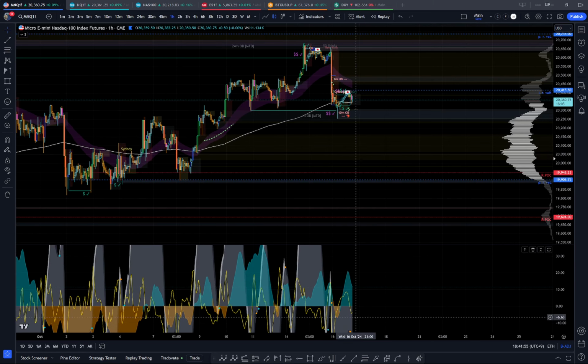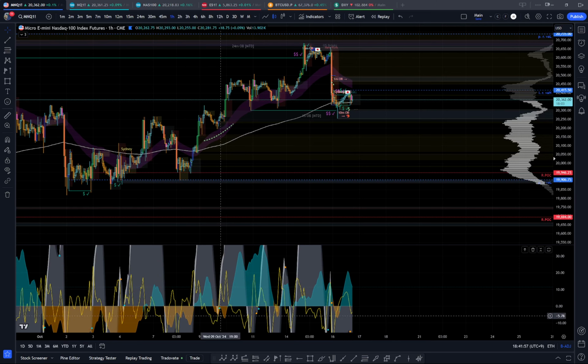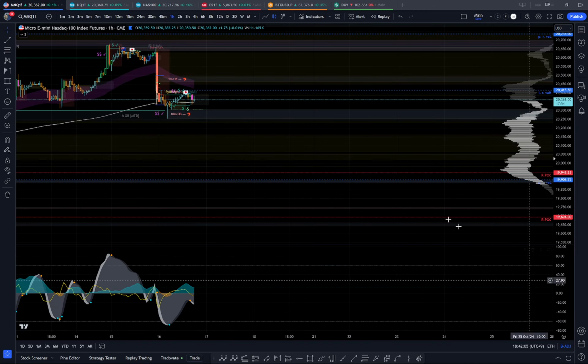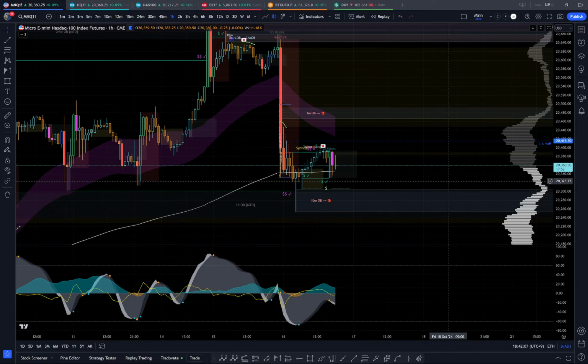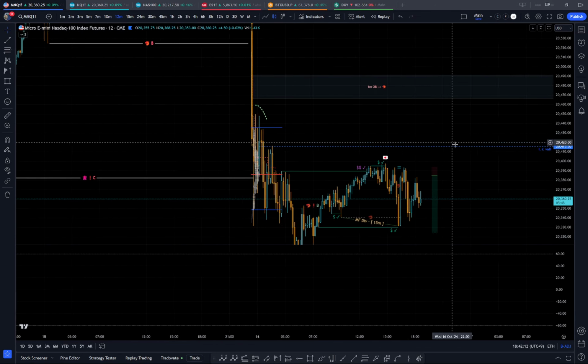Money flow in the hourly didn't actually diverge, but we did put in a very clutch hidden div here, just about. Price is kind of teetering on the edge of something. So what am I looking at?